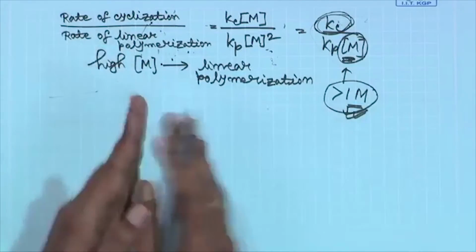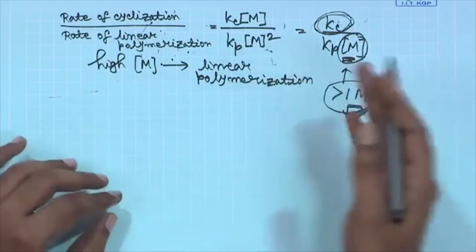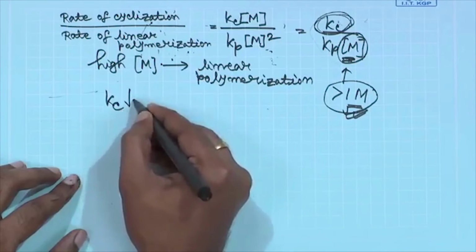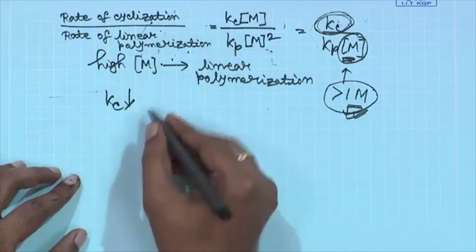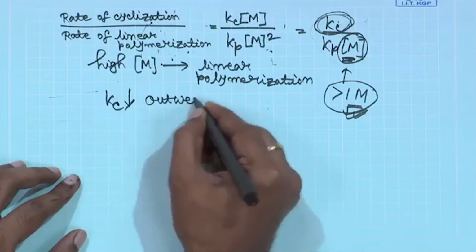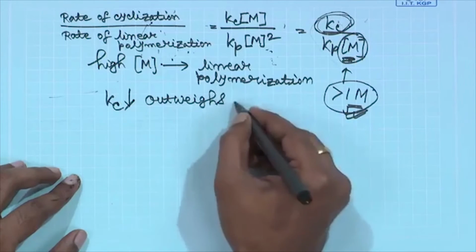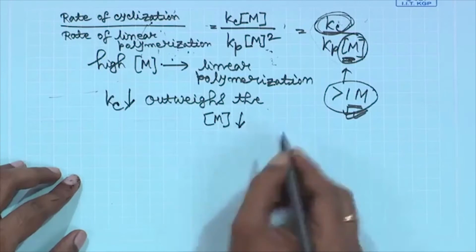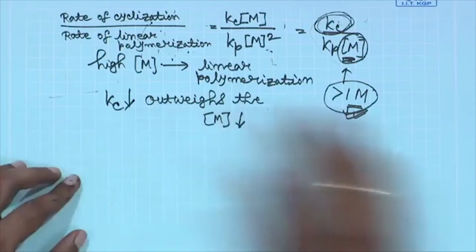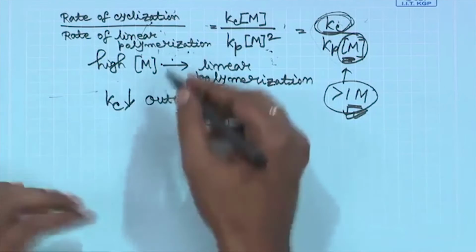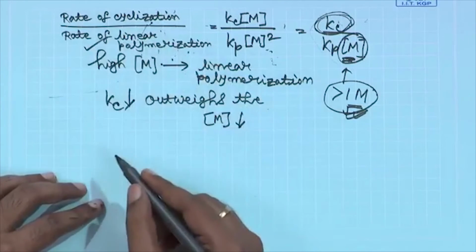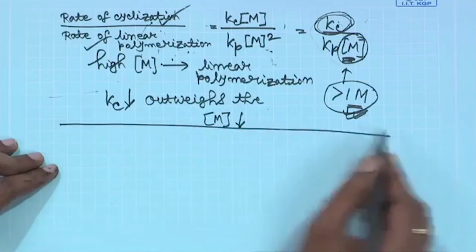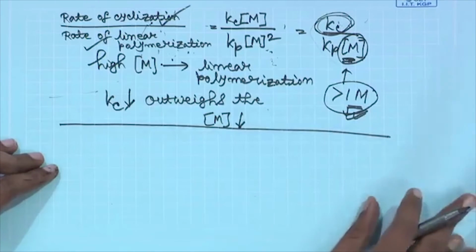So, these two opposing effects are there, but typically as the linear polymer increases in size, the drop in Kc outweighs the drop in monomer concentration. So, typically then as the linear polymer increases in size, there will be more chance that linear polymerization will be favored than cyclization. Okay. So, that is all I wanted to discuss about cyclization and linear polymerization.